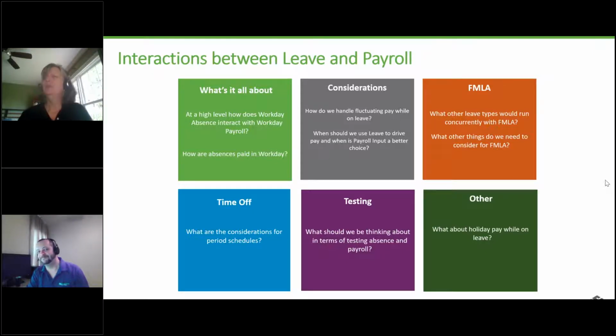That's helpful. I know I've heard that on the HCM side for benefits and how some companies handle that, and that is definitely a policy decision. So next, Casper?